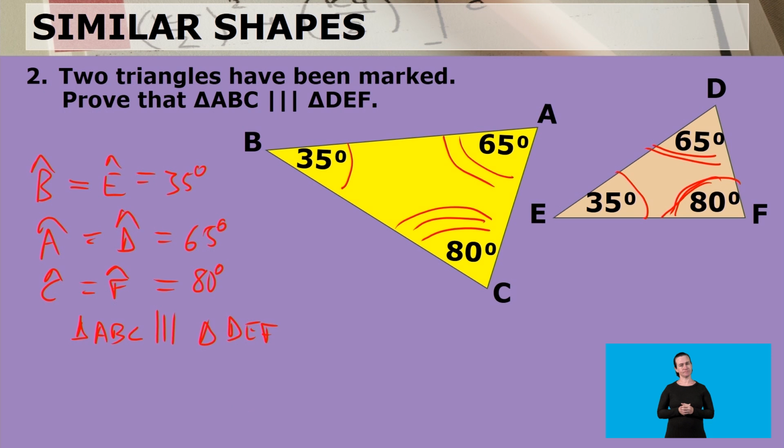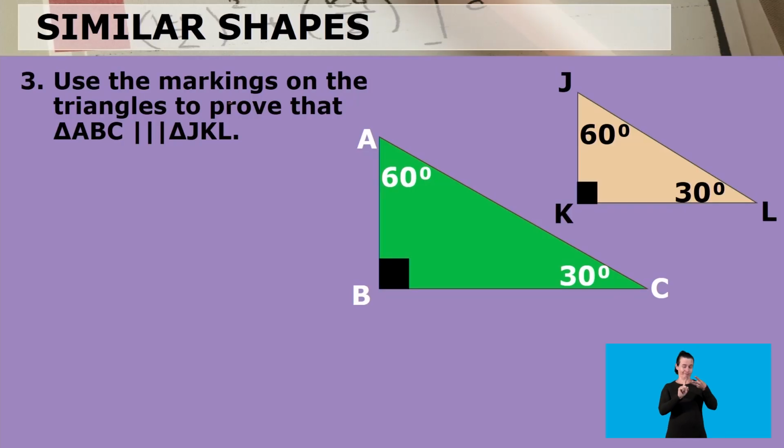And what would be our reason? We would say all angles are equal. Okay, let's move on to the next one. Use the markings on the triangles to prove that triangle ABC is similar to triangle JKL.